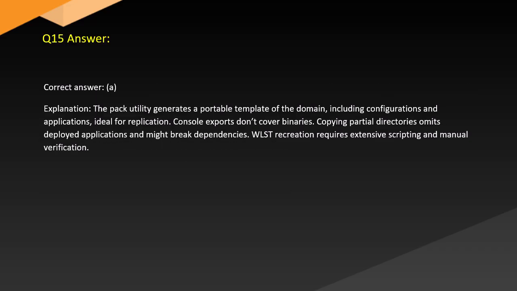Answer. Correct answer. A. Explanation. The pack utility generates a portable template of the domain, including configurations and applications, ideal for replication. Console exports don't cover binaries. Copying partial directories omits deployed applications and might break dependencies. Script-based recreation requires extensive scripting and manual verification.